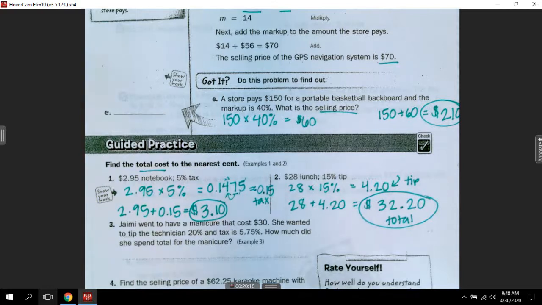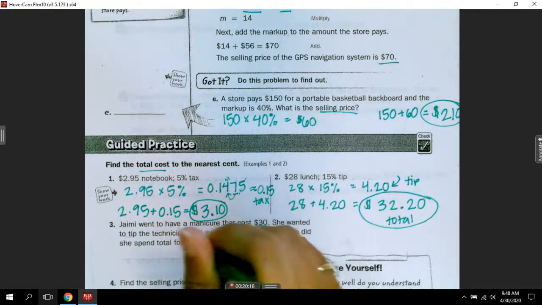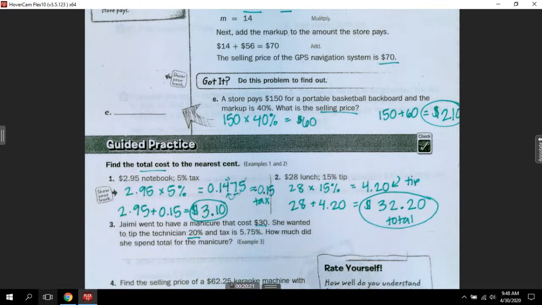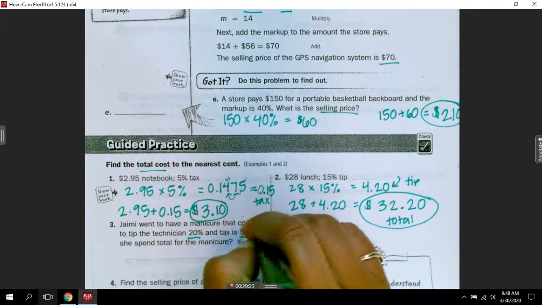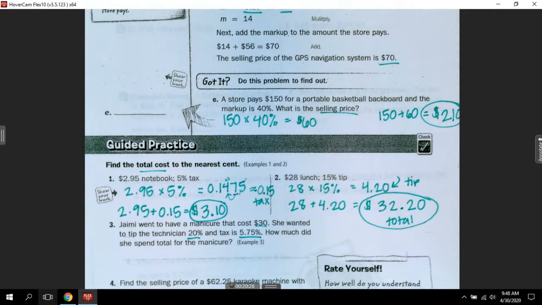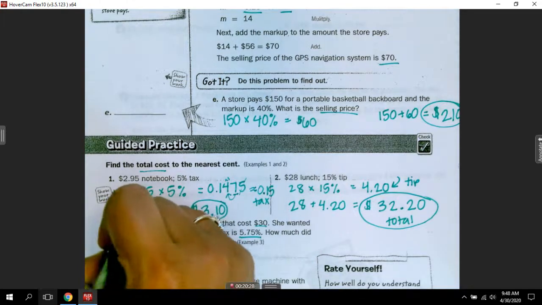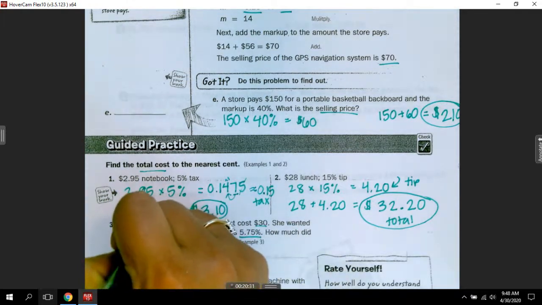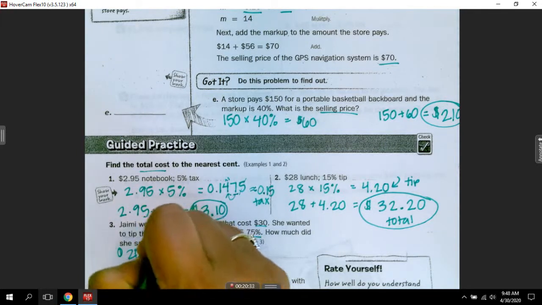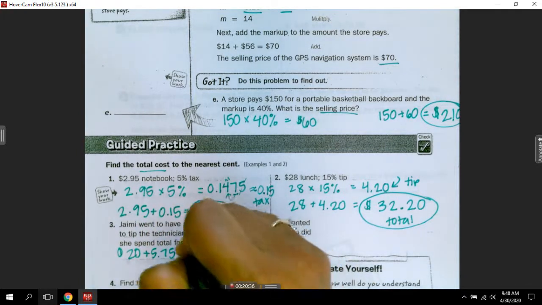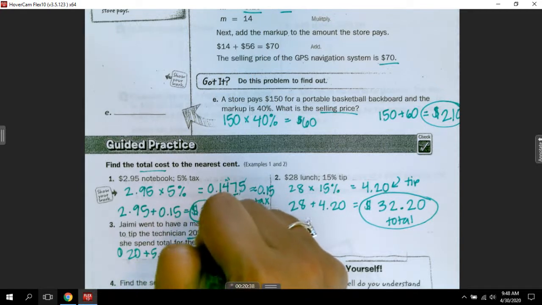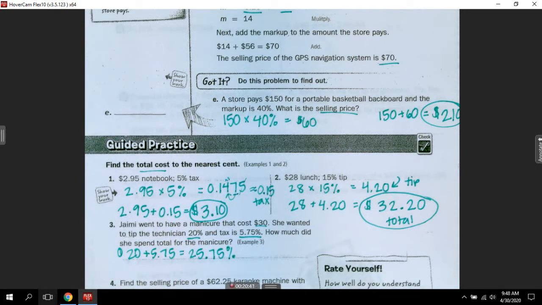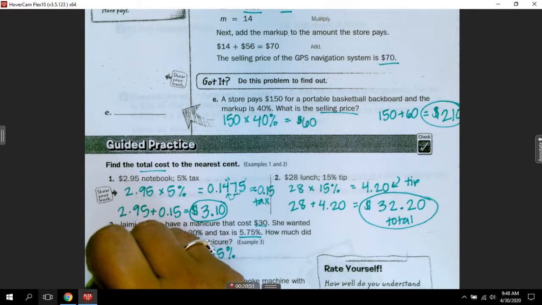Okay, so we know it costs $30. She has to tip 20%, or she chooses to, and then taxes 5.75%. So remember, first thing you want to do is you want to add those two percentages together. So 20 plus 5.75. So you're paying a 25.75% extra on that bill, okay? So that you can tip and tax. So together that's 25.75%. That is your tax and your tip.